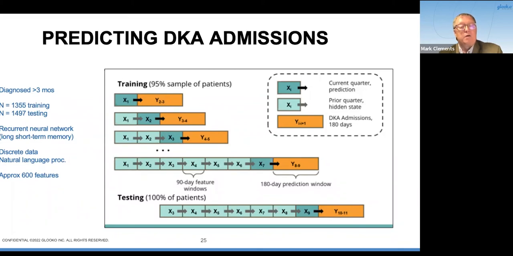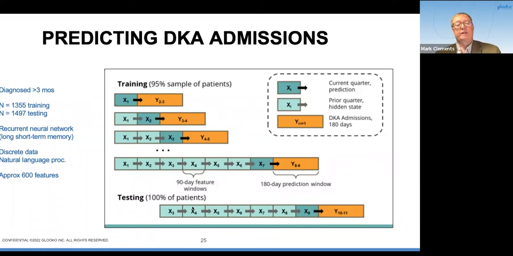And this model included discrete data from electronic health records, as well as from diabetes self-management devices, as well as natural language processing that helped us to evaluate terms that were used in free text clinical notes. The model evaluated approximately 600 features.